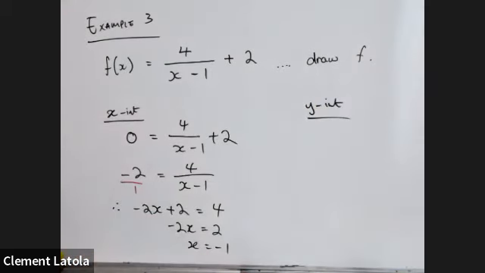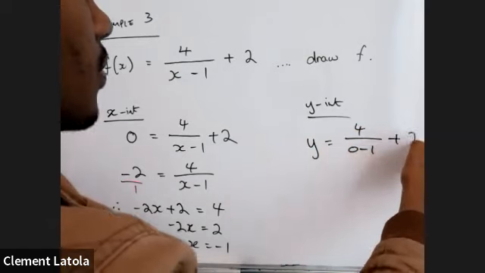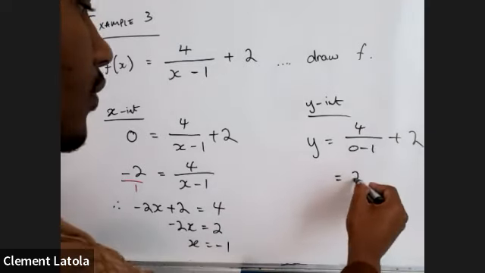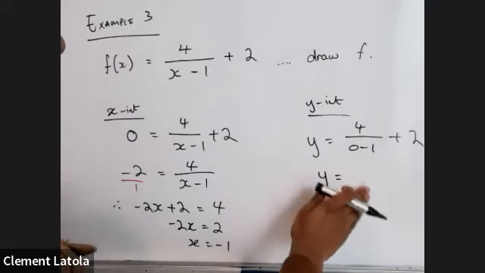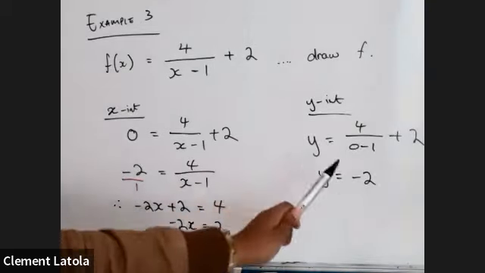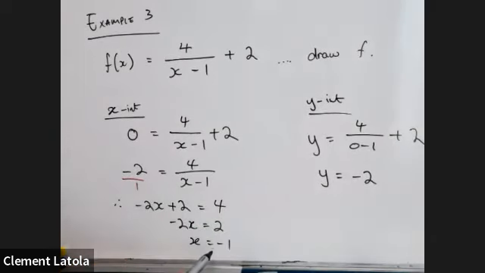Okay, to do that, I'm going to make x 0. So 4 over 0 minus 1, plus 2. That's 4 over negative 1, which is negative 4. If you add 2 to negative 4, you get negative 2, sorry. So the y-intercept is at negative 2 and the x-intercept is at negative 1.